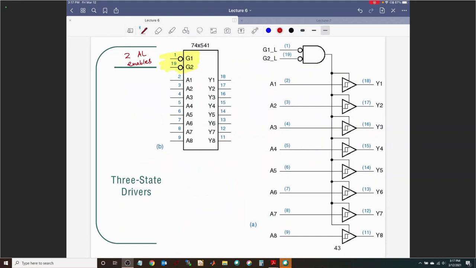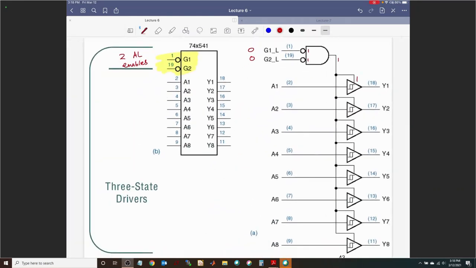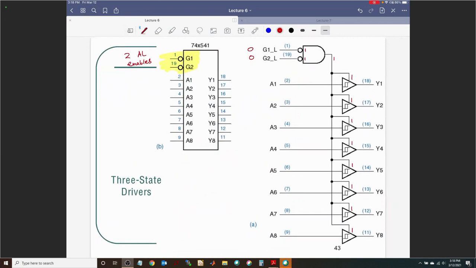So let's suppose, let's see what happens here. If I enable it, which means that I would have to connect this to zero, then this guy becomes one, this guy becomes one, and then the output of the AND gate would be a one, which will essentially put all these tri-state buffers, which are following a Schmitt trigger process, right? That means that they correspond to two thresholds, as opposed to one threshold, the lower one and the upper one.